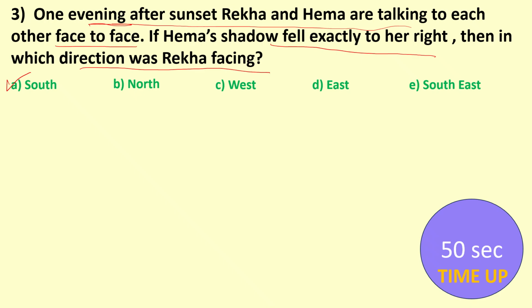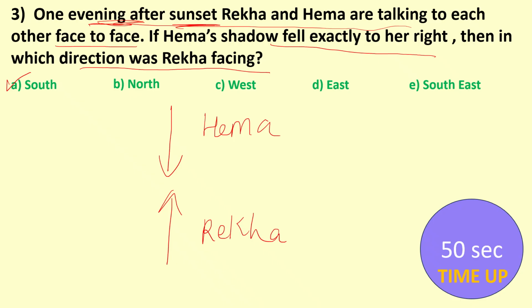Now, timing is evening after sunset. Rekha and Hema are talking to each other. So, if this is Hema, and this is Rekha, Hema's shadow fell exactly to her right. So, if this is south, right side will be what? Right side will be the shadow. So, this is her right, and this is the shadow.